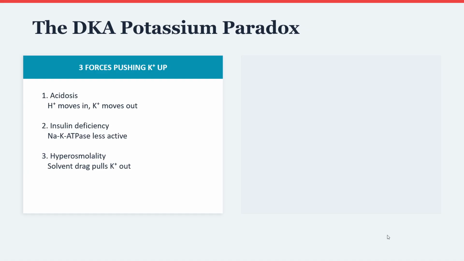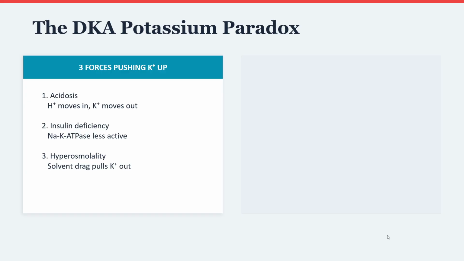Now, let me shift gears to a scenario that combines both a transcellular shift and a true deficit. And it's one of the most dangerous situations in all of medicine. Think about what's happening in a diabetic ketoacidosis. You've got three independent forces that should all be pushing potassium out of cells and into the serum. First, acidosis. When the blood is acidic, hydrogen ions move into cells and potassium moves out to maintain electroneutrality. So, acidosis should raise serum potassium.